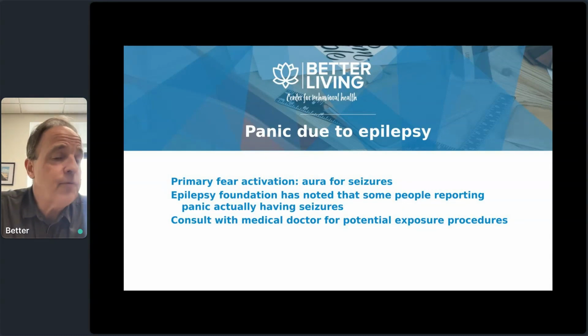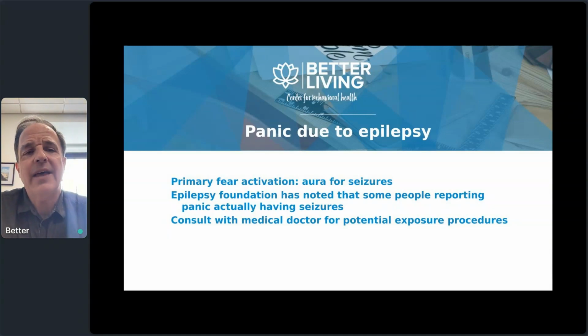And if they haven't, of course, then send them for a medical workup before you do exposure. For this form of exposure, I don't feel as conservative about medical evaluation as for some other exposure procedures, but for this one, it's a little special in how it goes, not just for epilepsy, but for panic in general.